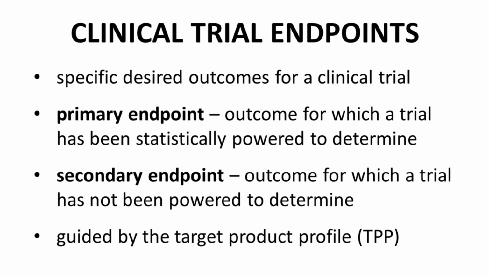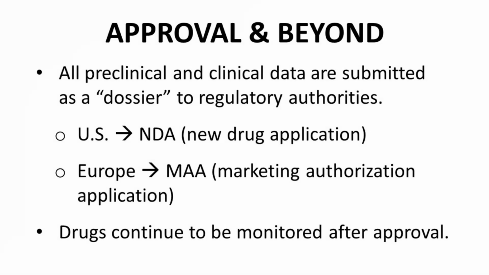The selection of endpoints is generally outlined in the target product profile of the drug program. With successful trials, all the data, both preclinical and clinical, are bundled into a dossier and submitted for consideration to the regulatory authorities. With the FDA, you file an NDA, New Drug Application. With the EMA, you file an MAA, Marketing Authorization Application. If successful, the drug will be marketed to patients.